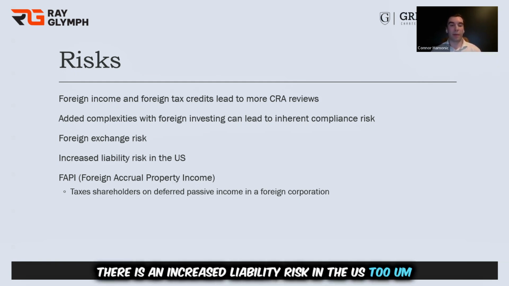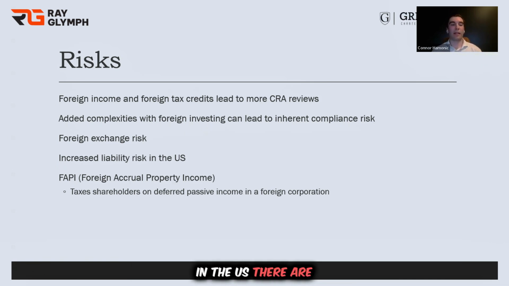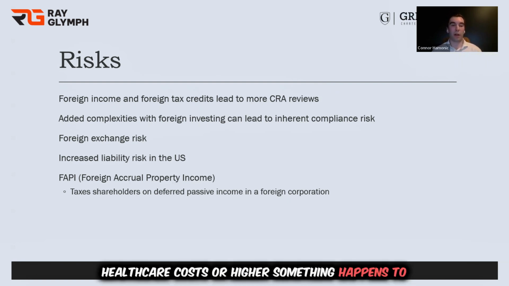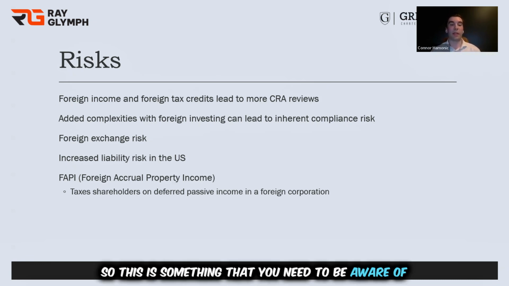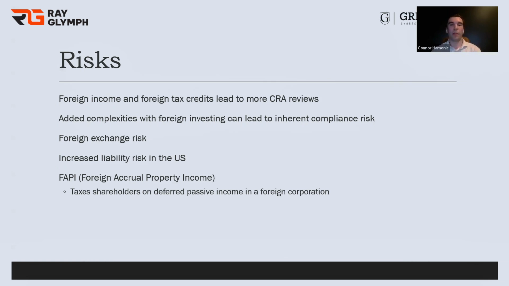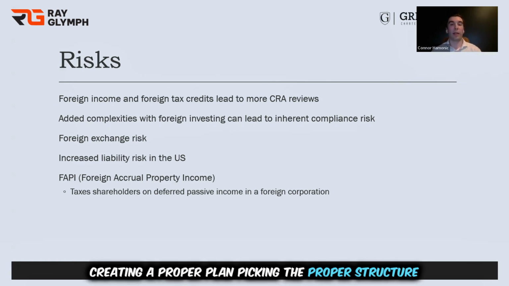There is an increased liability risk in the US too. We briefly touched on this earlier. In the US, there's a higher chance of being sued. There's a higher liability, healthcare costs are higher if something happens that you're liable for. So this is something that you need to be aware of, and that comes back to our business structures again. Creating the proper plan, picking the proper structure to reduce these risks for yourself.